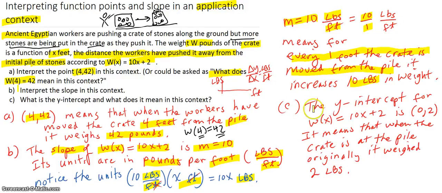For C, the y-intercept. The y-intercept for the function is (0, 2). When x is 0, the W of x is 2. It means that when the crate is at the pile, which is 0 feet away from the pile, as it was originally, it weighed 2 pounds already before there was any stones put in it.